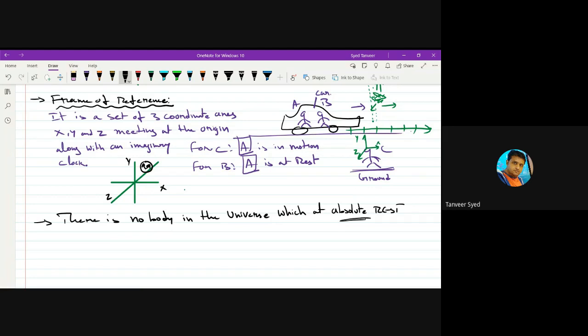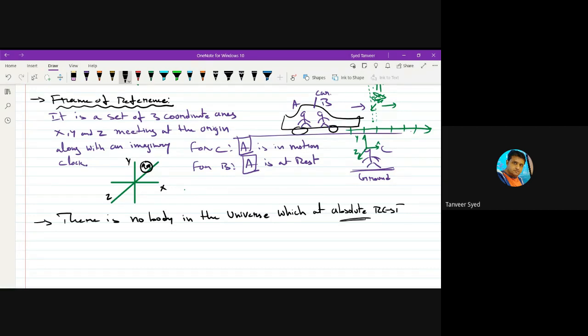Then is our galaxy stationary? No. The Milky Way galaxy and all the other innumerable galaxies that are present, they are continuously moving away from each other. That's what we came to know from the Big Bang theory. Every galaxy, every star, everything is continuously moving away from each other. The universe is expanding. So you don't find any single body which is at absolute rest.